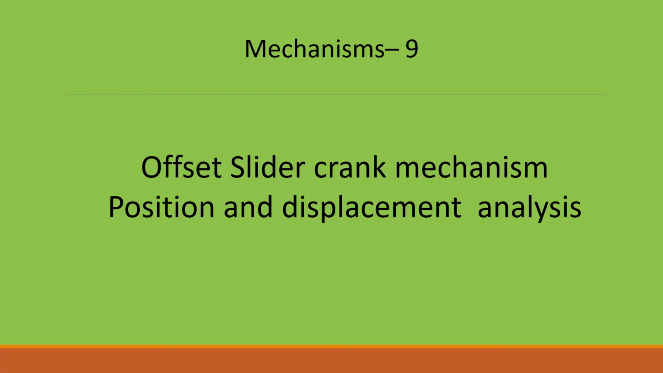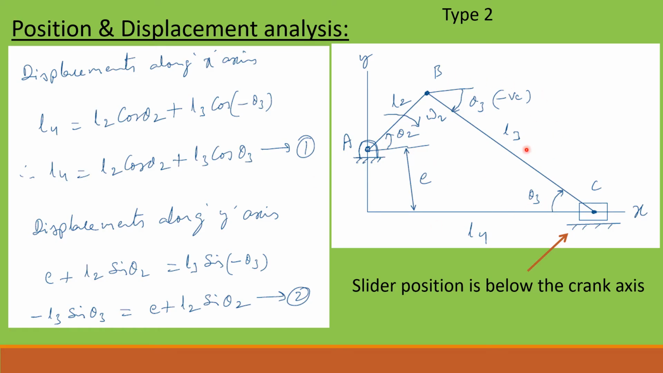In this video, I am going to discuss offset slider crank mechanism position and displacement analysis. Here is an offset slider crank mechanism whose slider position is below the crank axis at a distance e, and crank length is L2 and it is at an angle theta 2 with horizontal, and coupler length is L3 which is at an angle theta 3 in the clockwise direction from horizontal. So clockwise direction angle we take negative and counterclockwise we take theta 2 positive. So let us derive equations for displacements.